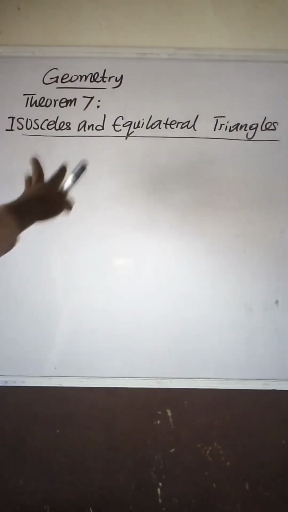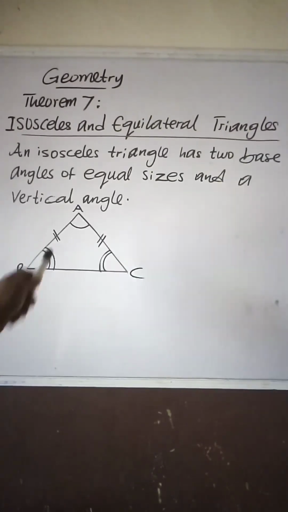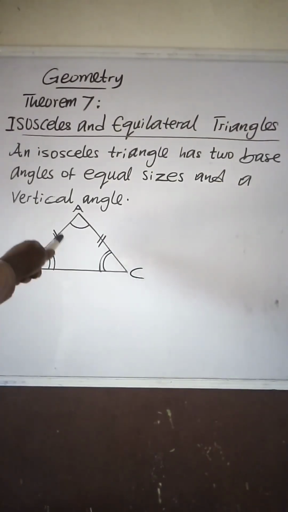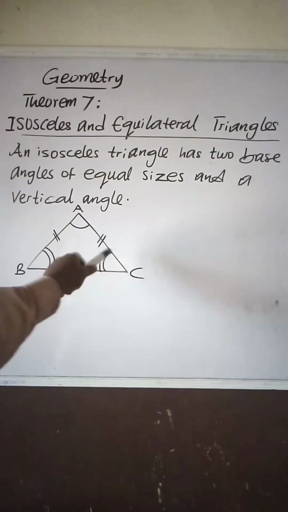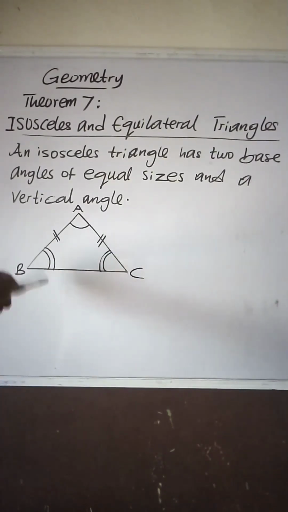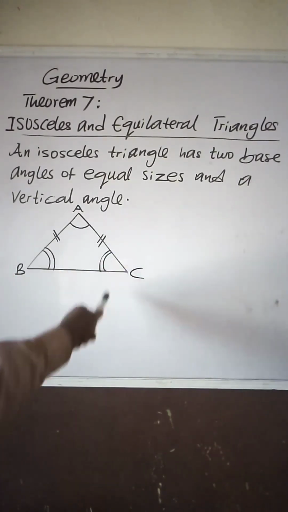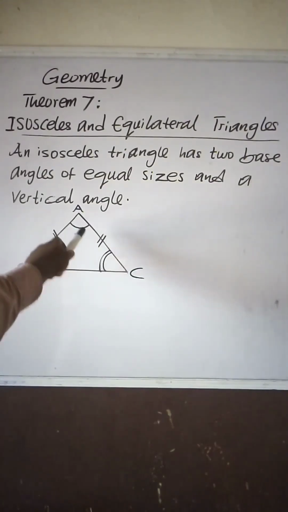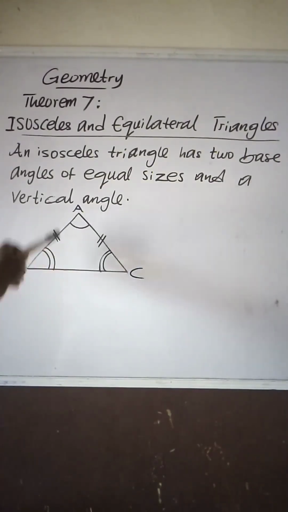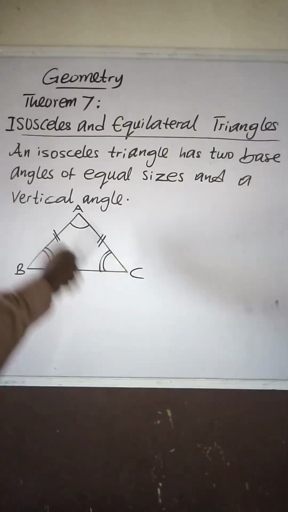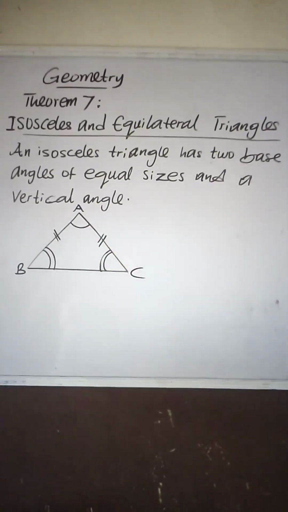So let's draw a triangle to explain that. This is what we call an isosceles triangle. There are two base angles of equal sizes. The angle at B is equal to the angle at C, and the angle at A is the vertical angle of the triangle. Also, the sides AB and AC are equal in length.